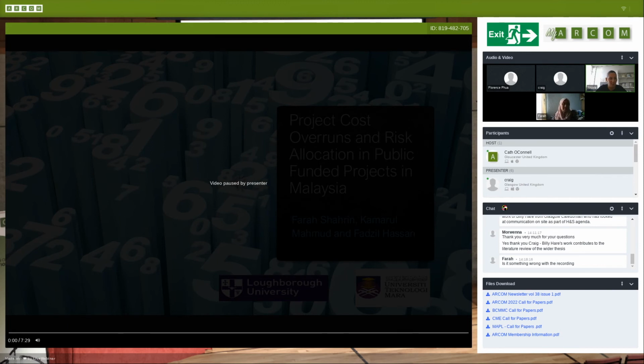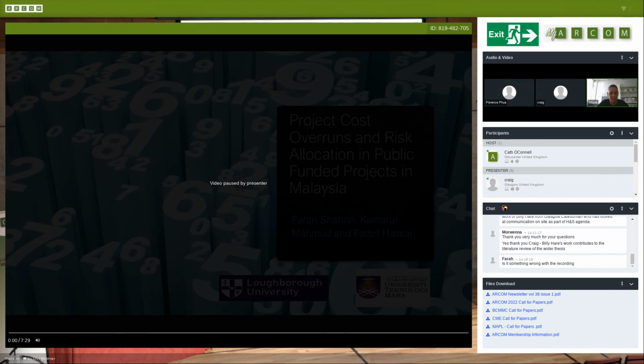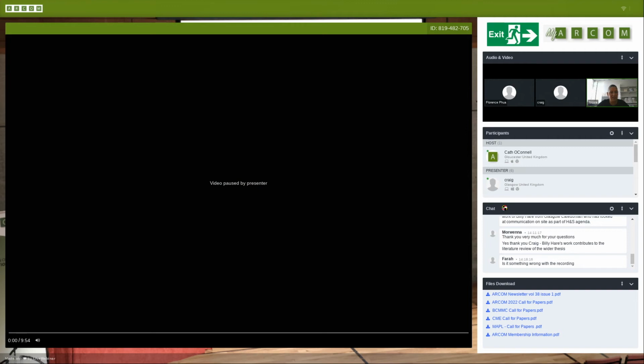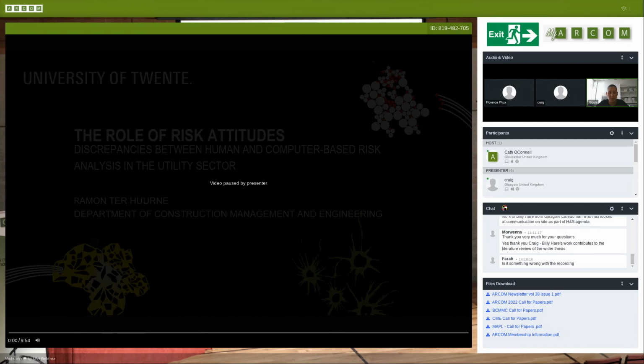And we will move on to our final paper of this session. And it's looking at the role of risk attitudes, and more specifically the discrepancies between human and computer-based risk analysis. And again, looking very focused in the utility sector.